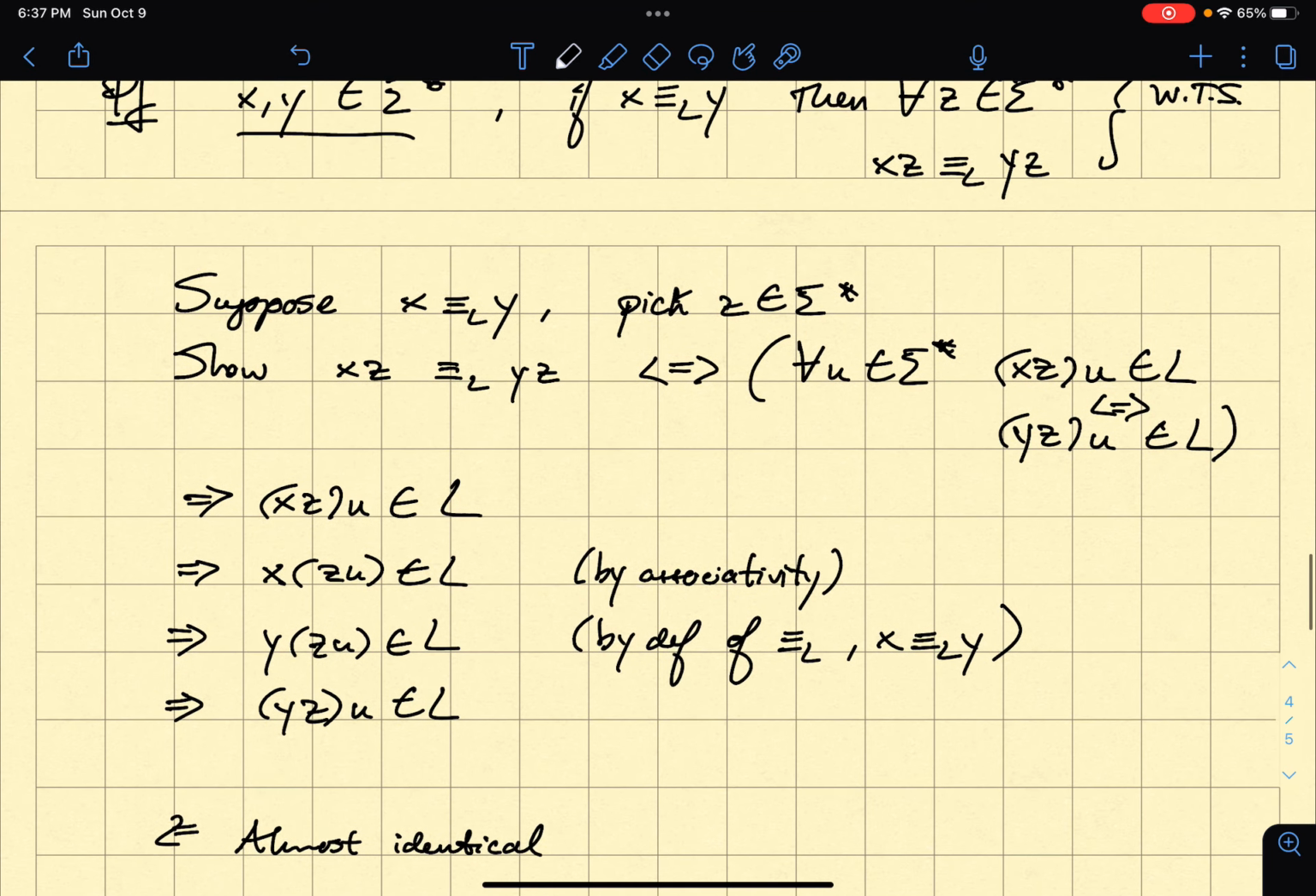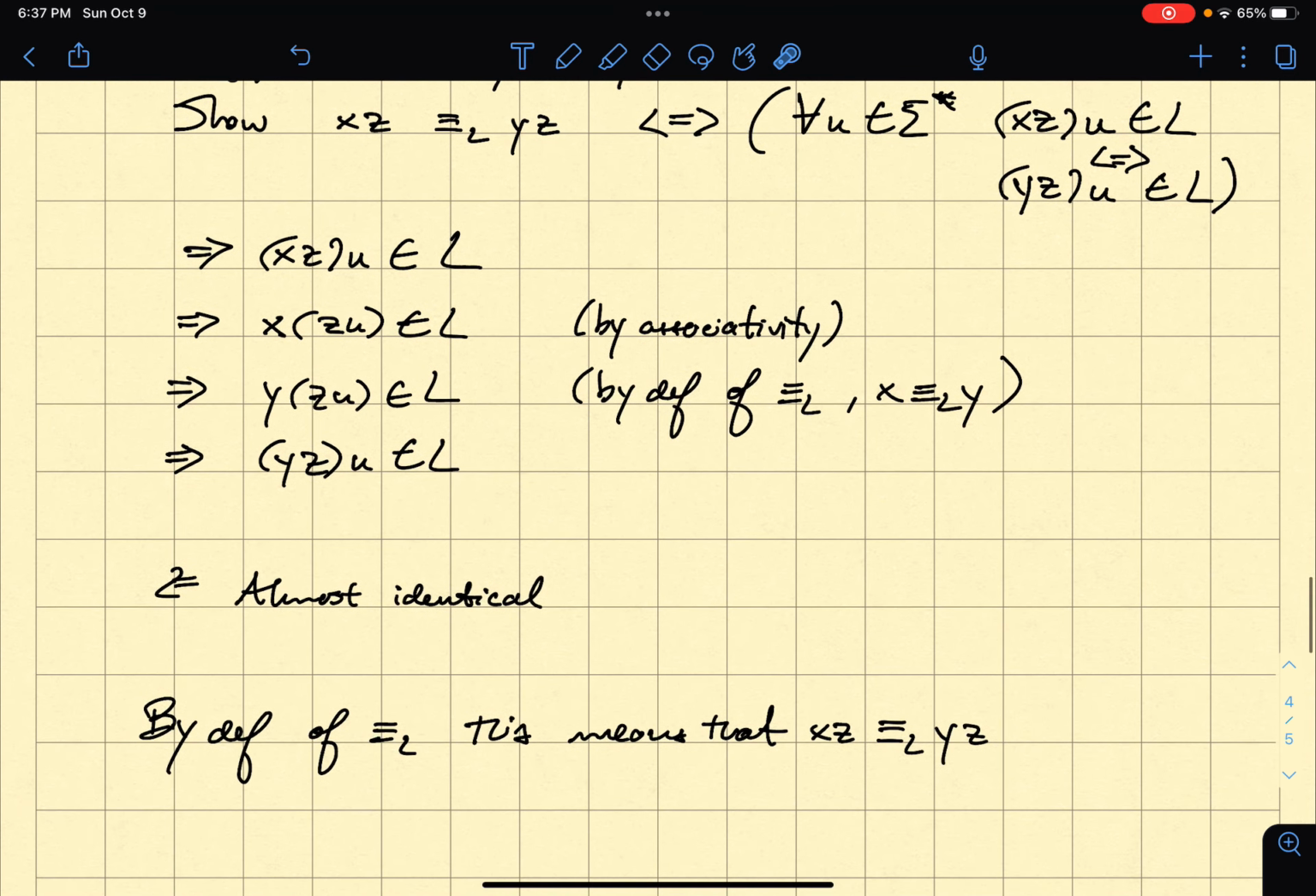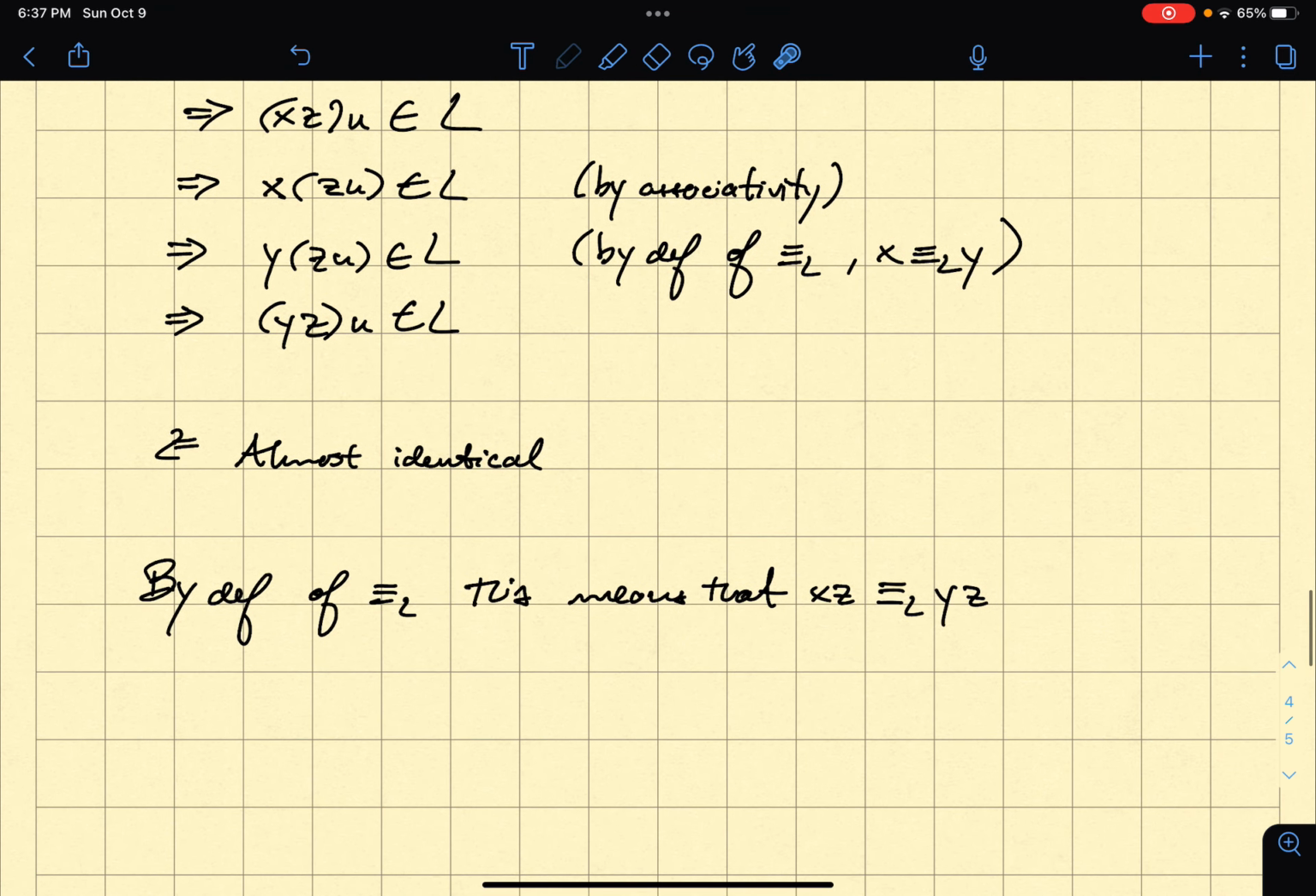And so that's essentially what I wanted to prove. I wanted to show that if I had some arbitrary pair of strings related via this, then any other string that I stuck to x and y would also be related. If I showed that, then this would mean that this relation is right invariant. And so I did show this, and so this means that, therefore, this relation is right invariant. Okay.